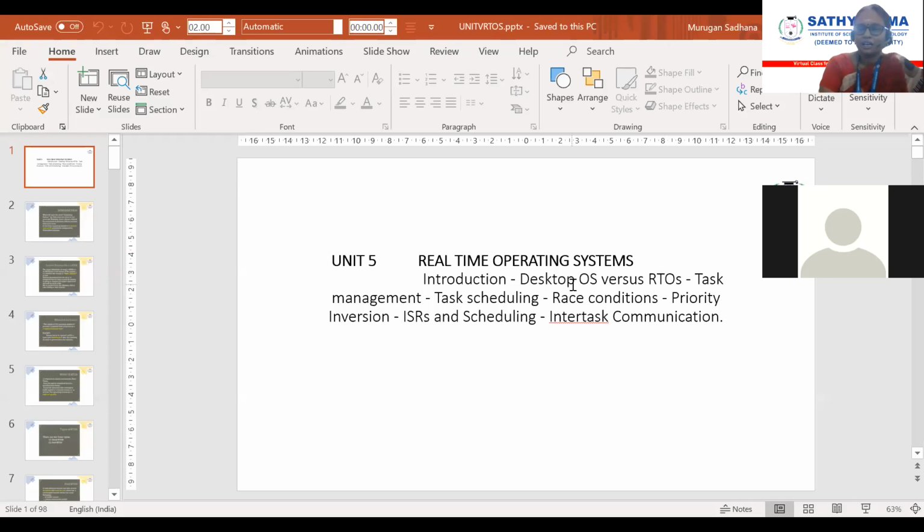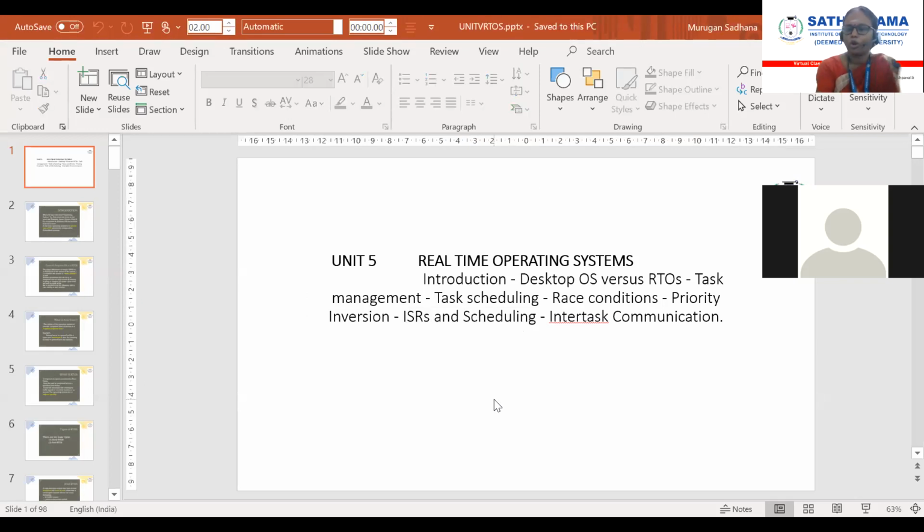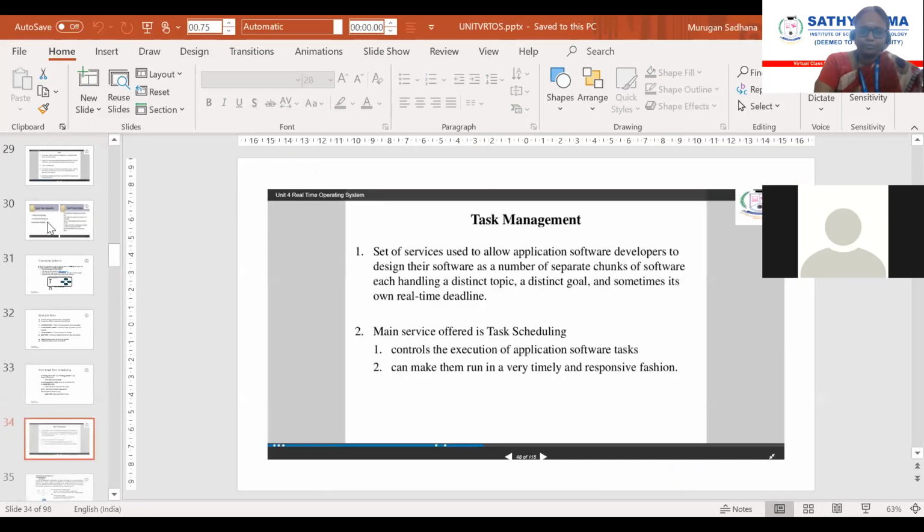In the previous class, we completed up to race conditions. Today we also completed ISRs and scheduling. So only two topics are left in the fifth unit: priority inversion and inter-task communication. The remaining topics we have all covered. We can move directly on to the priority inversion slide.